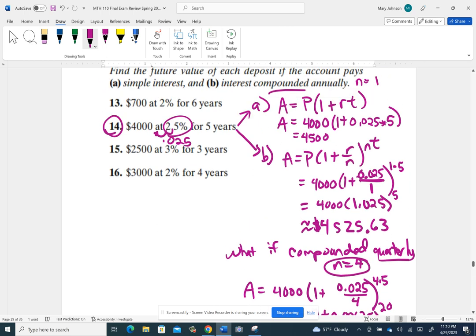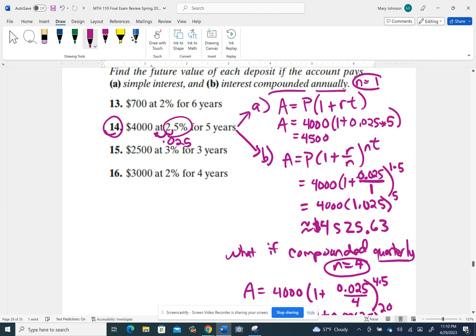So if it's compounded, you've got to look at figuring out your n. And on this particular problem, compounded annually means n equals 1. And then on part A, it was simple interest, so you used a completely different formula for that. Okay. All right.